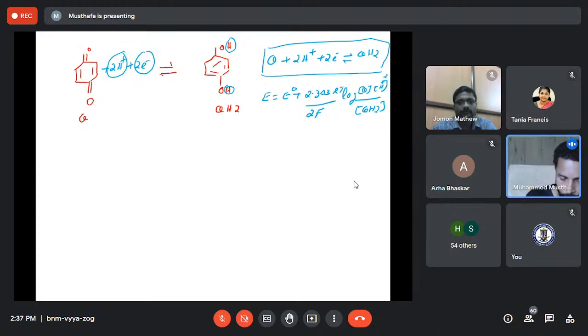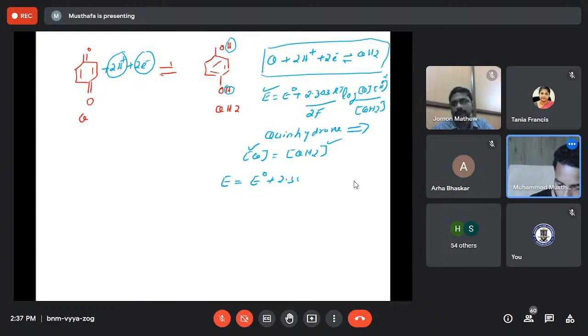Okay. Now, if you use what is called quinhydron, there is a complex called quinhydron, which is actually an equimolar mixture of quinone and hydroquinone. If you use quinhydron for doing this measurement, which contains equal concentrations of quinone and hydroquinone, this equation will become now simply E is equal to E0 plus 2.303 RT by 2F into log of concentration of H plus the whole square.